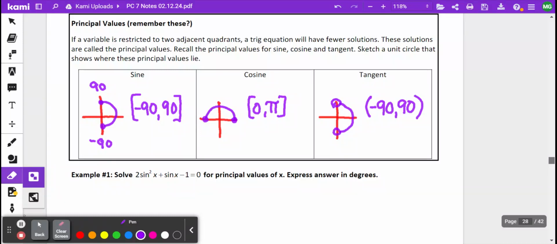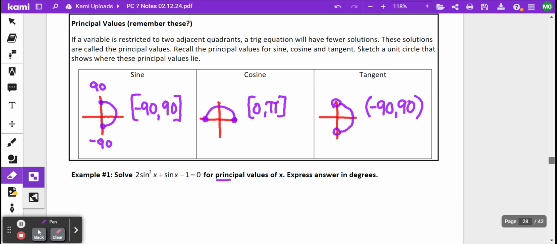Hi, everyone. What we're going to be doing today is solving trig equations. Many of these problems will refer to the principal values limiting our domain, so I just wanted to give you a little reminder about the principal values. Recall that with the principal values, we have basically one quadrant for a positive value and one quadrant for a negative value, like if you put this in your calculator, it would default to that answer.